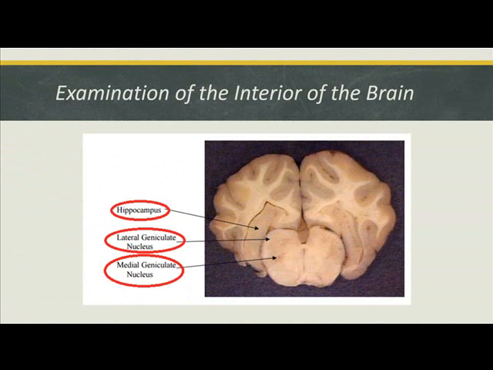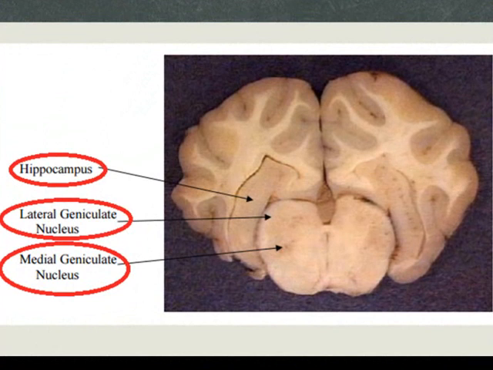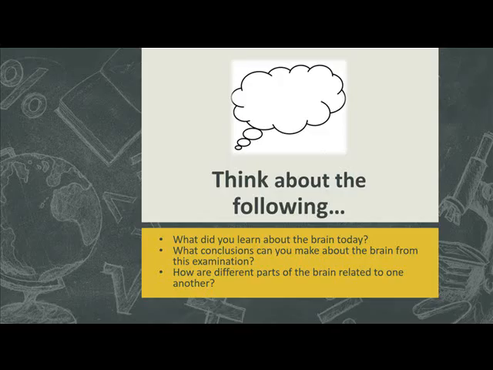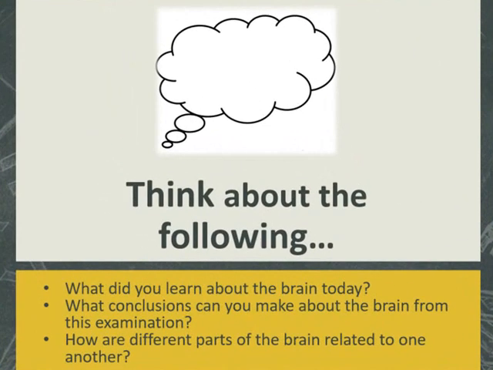Still examining the piece that you cut out of the brain, with your partner, find the hippocampus, the lateral geniculate, and the medial geniculate nucleus. We will pause at this time to find these structures. Our dissection of the brain is complete. Let's pause this video to discuss the questions on the screen.